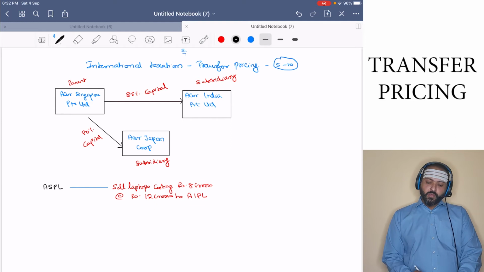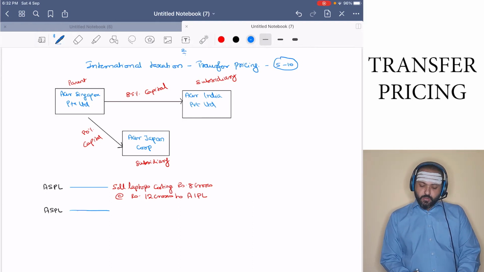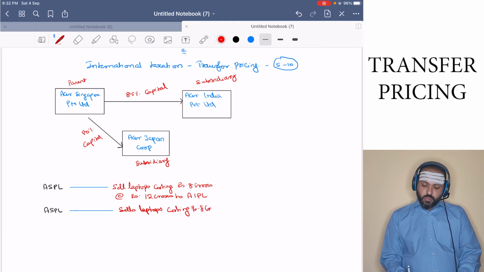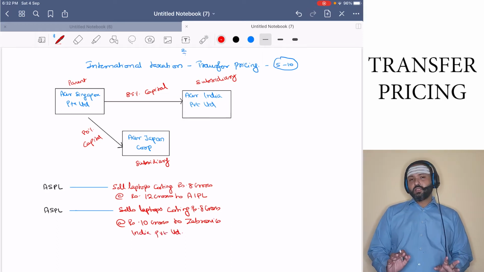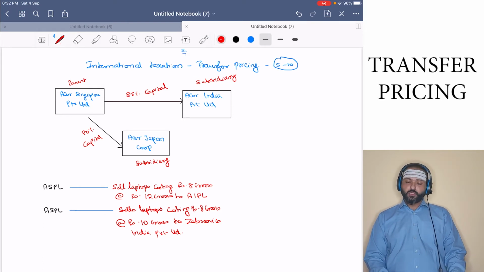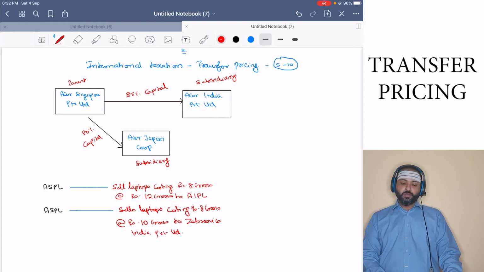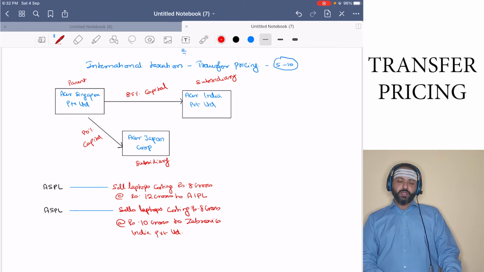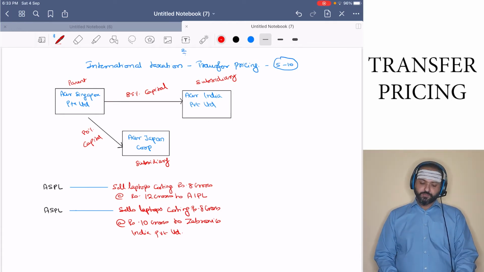Now, same ASPL sells laptops costing rupees 8 crores at rupees 10 crores to Zebronics India Private Limited. So these are two transactions which have originated from the Singapore entity, Acer Singapore Pte Limited. So what have they done? They've sold 8 crores worth of laptops at 12 crores to AIPL and 8 crores worth of laptops at 10 crores to Zebronics India Private Limited. So this is one side of the transaction. Then what has happened?